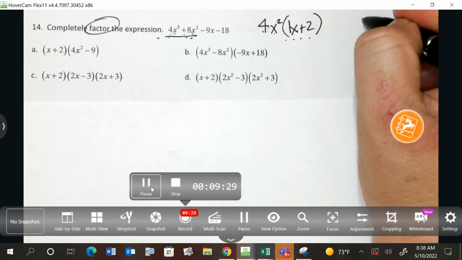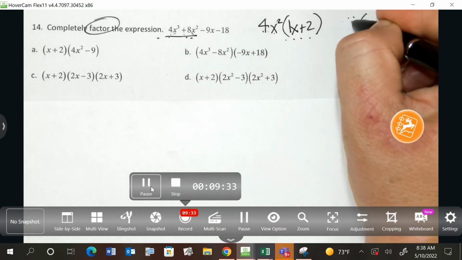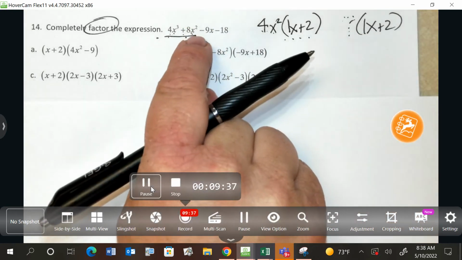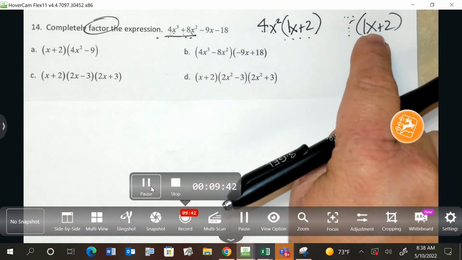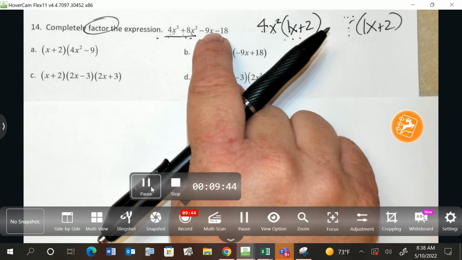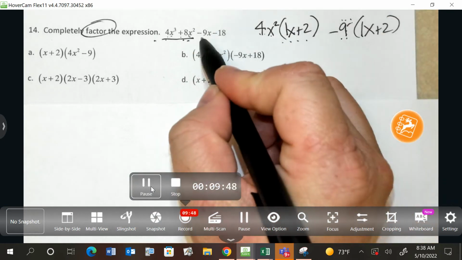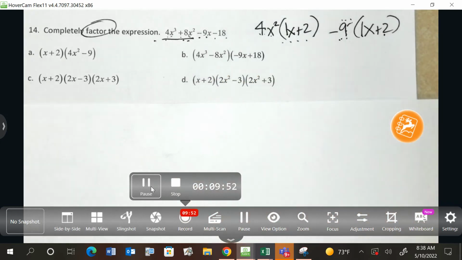Whatever is in parentheses, I'm going to copy and paste it in back. And I'm going to put a really light question mark here. Is there a number I can take times 1 and I get negative 9? Is there a number I can take times 1x and I get negative 9x? Well, let's check and see if that works. Negative 9 times 1 is negative 9 with the x. Negative 9 times 2 is negative 18. That's right.